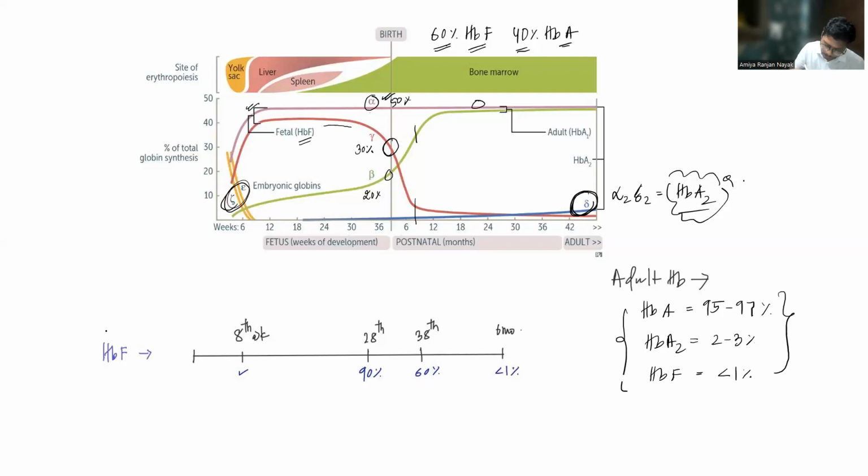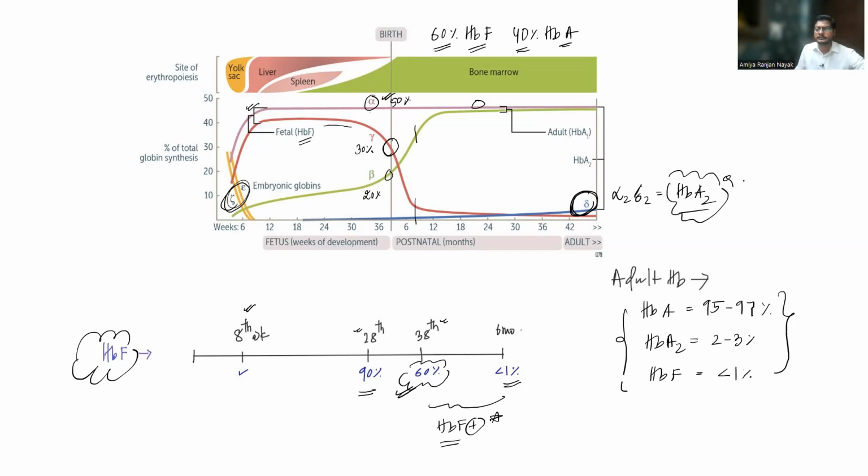If you see the hemoglobin F, it will start around the 8th week of life. At the 28th week, hemoglobin F is 90%. At birth, it is 60%. And it will continue till 6 months, and beyond 6 months, it will be less than 1%. So this concept is important, that hemoglobin F is present till 6 months. We'll discuss more on this when we discuss sickle cell anemia and thalassemia.